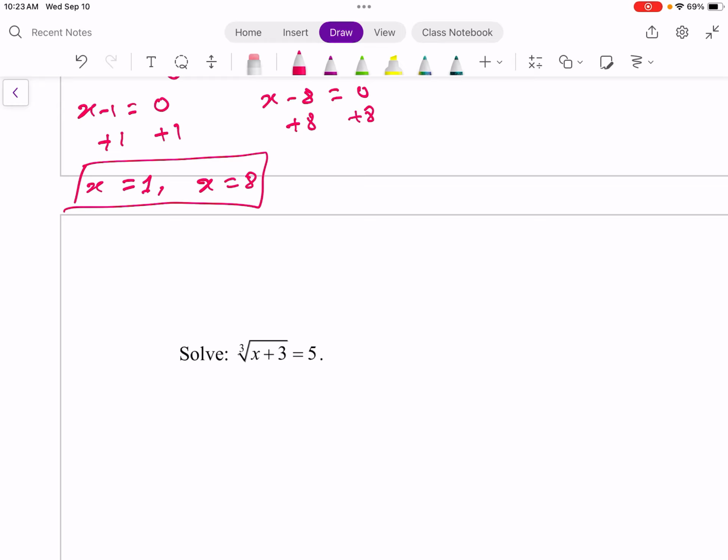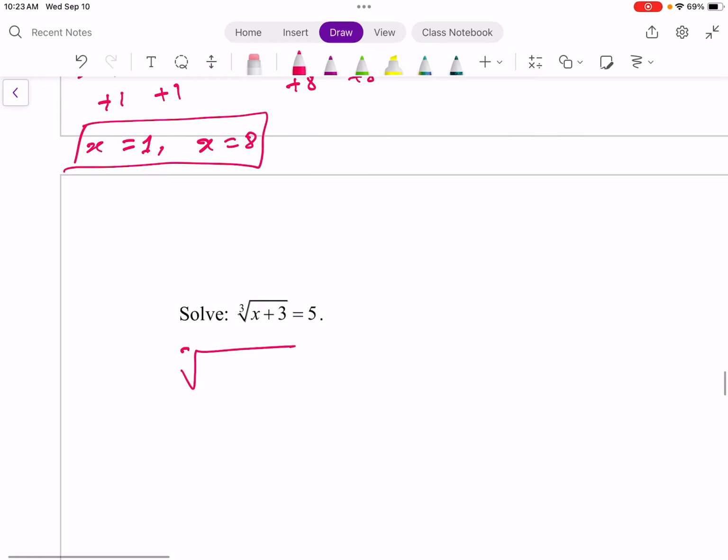Now the second step is we find the index of this radical expression. What is the index of this radical expression? 3. And we use 3. Now we raise the third power on both sides. So you cube, or you raise the third power on both sides. You always use the index. Once you use that index, you can get rid of the radical sign.